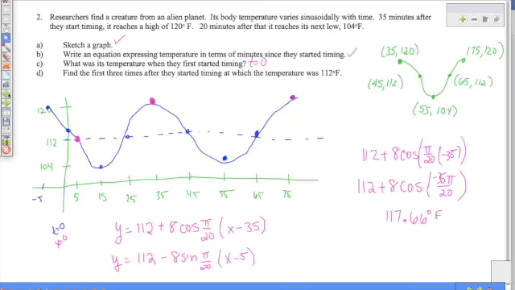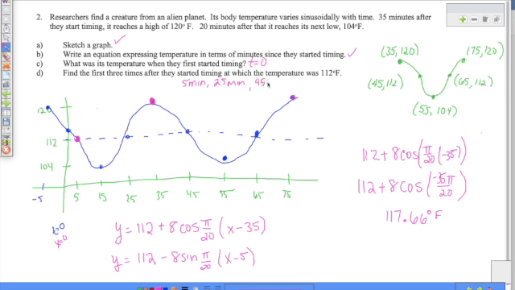Did I skip a question? Find the first 3 times after they started timing that the temperature was 112. Well, that's nice because 112 is one of my key points here. So after they first started timing, it's good that I worked backwards in my graph. So it happened at 5 minutes. It happened at 25 minutes. And it happened at 45 minutes.